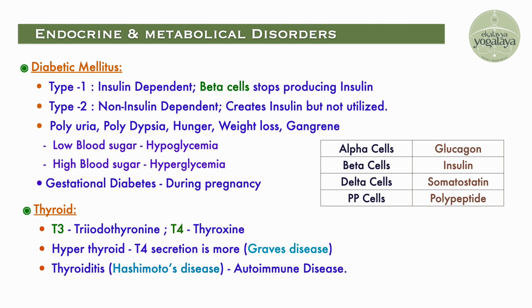Thyroid: T3 hormone, which is triiodothyronine, and T4 hormone, thyroxine. What is hyperthyroid? T4 secretion is more, which is also called Graves' disease. Thyroiditis, also called Hashimoto's disease, is also referred to as an autoimmune disease.